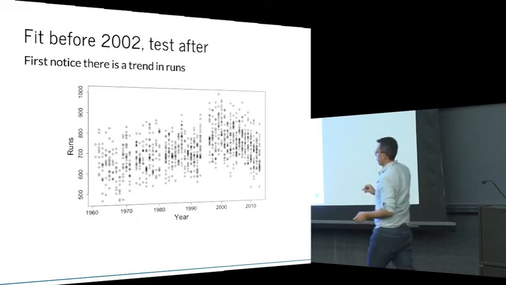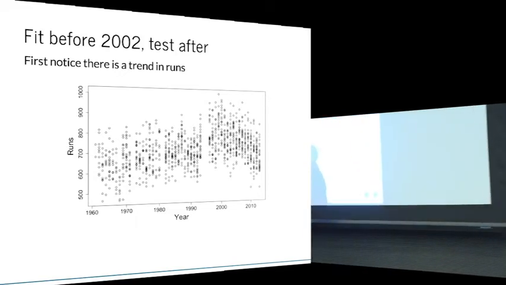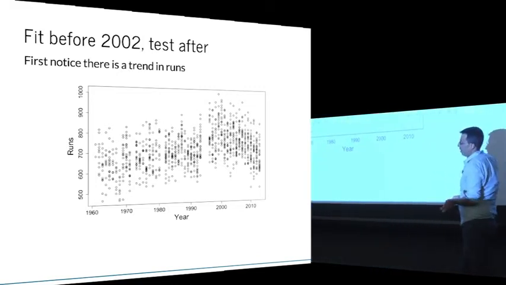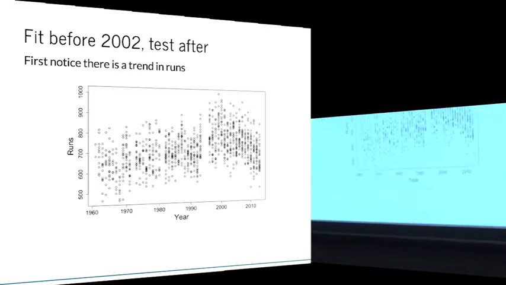And there's also a strike. You see the strike? I only include data with 162 games. There was a strike that year. They didn't play all the games.